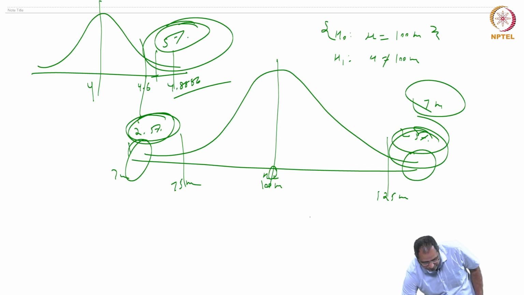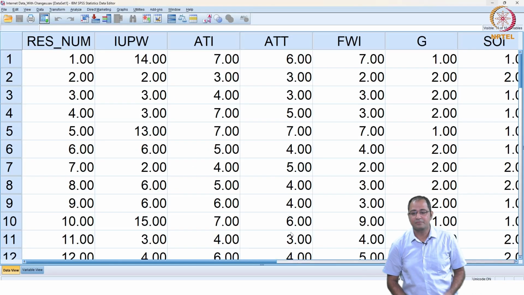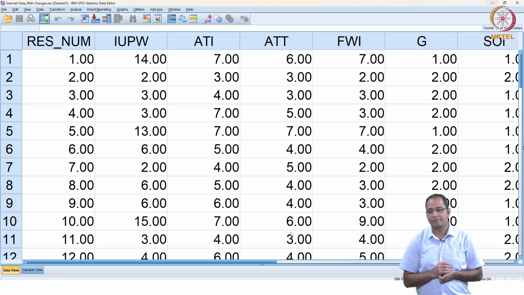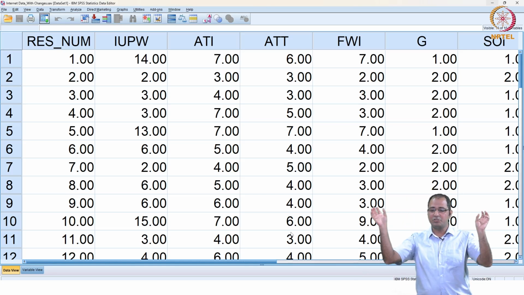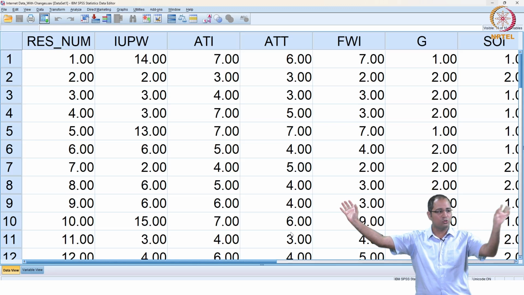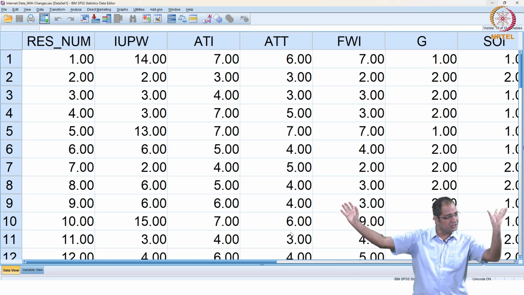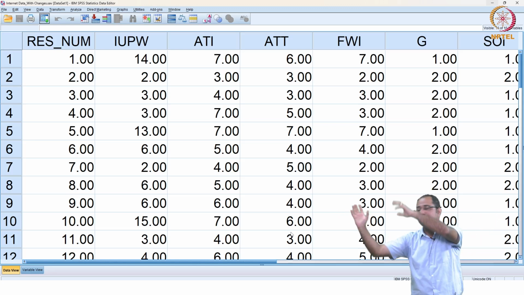Then if you already have the one-sided p, why do we need to divide 0.011 by 2? Because that was two-tailed. In two-tailed, you have 2.5% here and 2.5% here. Now in one-tailed, you look at all the 5% on one side.